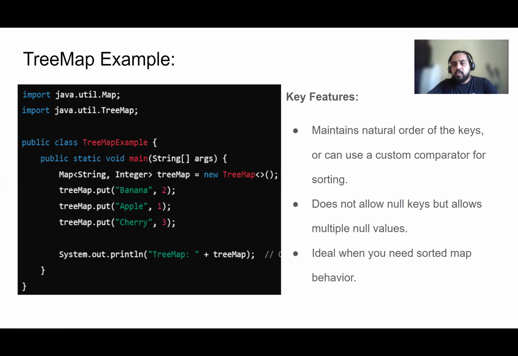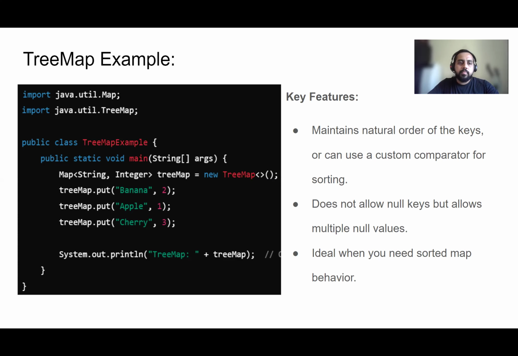We can also give our own custom comparator for sorting, and it does not allow null keys. Not even one null key is allowed, because it has to sort with the other keys while adding. It is useful when you want sorted map behavior.